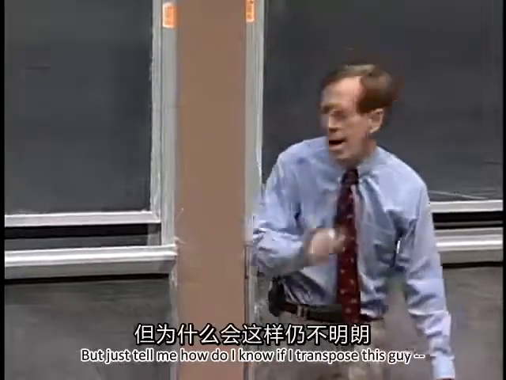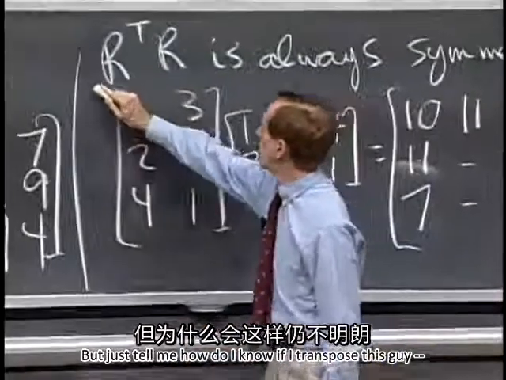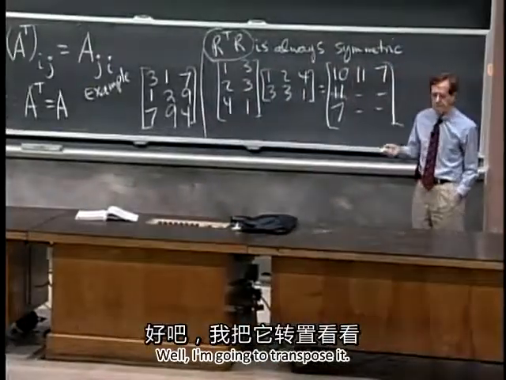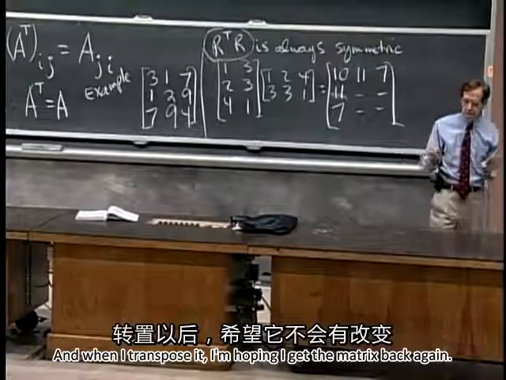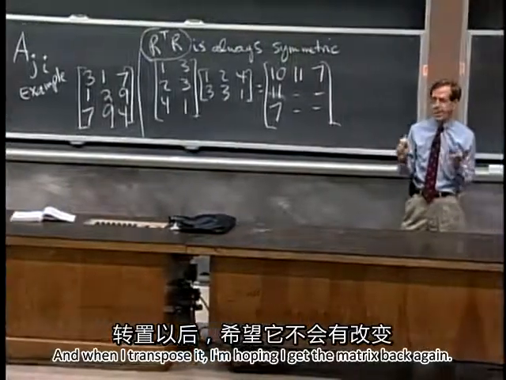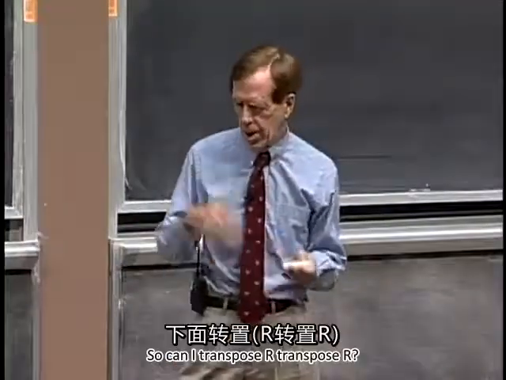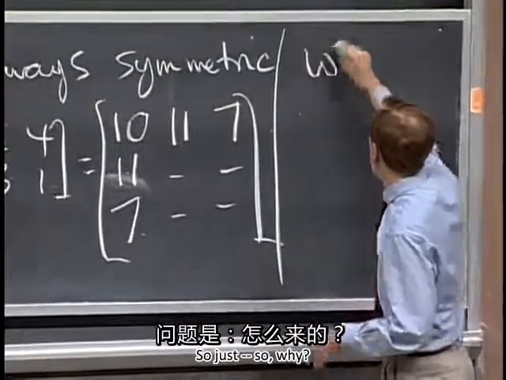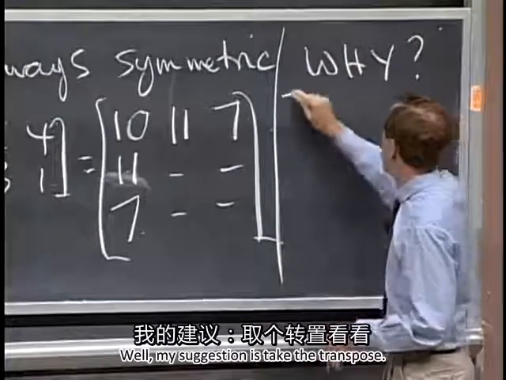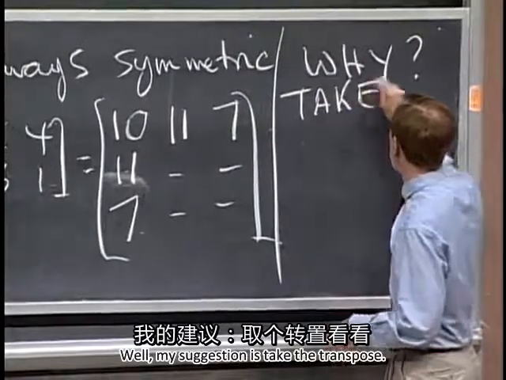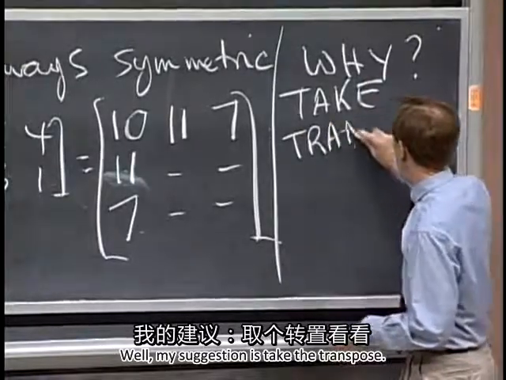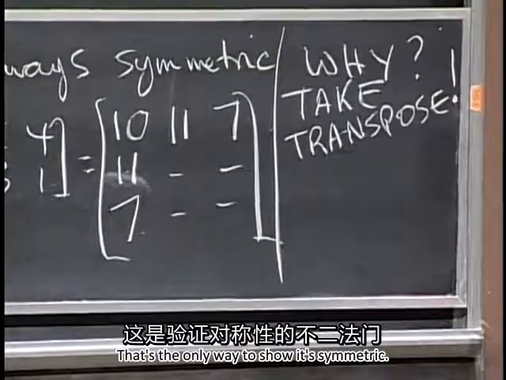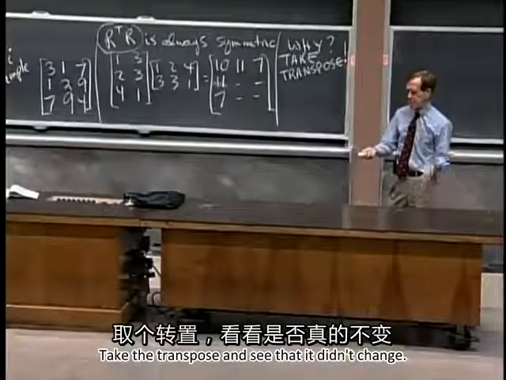But just tell me, how do I know if I transpose this guy, how do I know it's symmetric? Well, I'm going to transpose it. And when I transpose it, I'm hoping I get the matrix back again. So can I transpose R transpose R? Why? Well, my suggestion is take the transpose. That's the only way to show it's symmetric. Take the transpose and see that it didn't change.